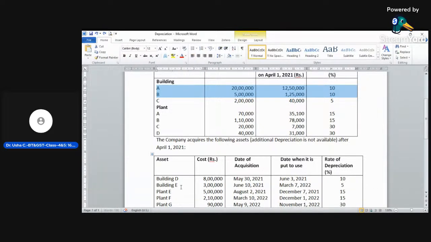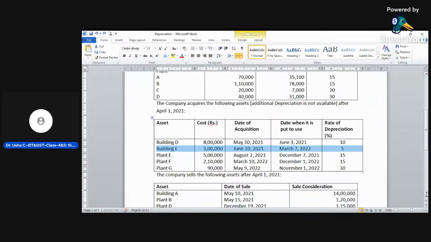Next, come over here where building E is purchased. This building E is purchased on June 10th, 2021, whereas this asset has been put to use on March 7, 2022. Look at here, dear students. This asset was purchased on June 10th, 2021, whereas it has not been put to use on the day of purchase. Yes, but it was put to use later, on March 7, 2022. Now you should see whether the asset has been used for more than 180 days.